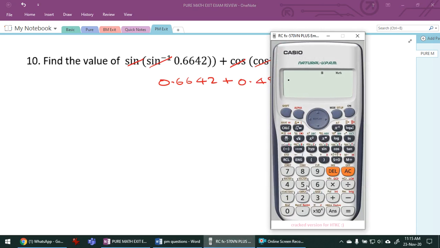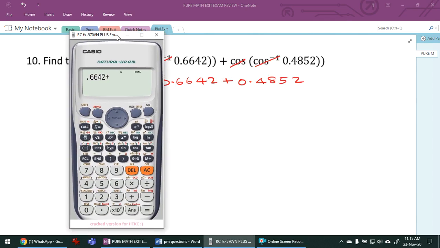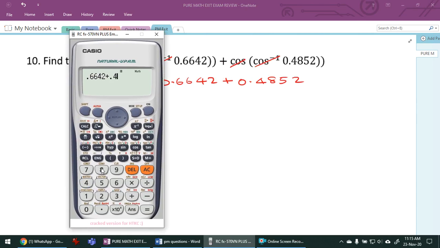So you just have to add the numbers using a calculator. 0.6642 plus 0.4852. So the answer is 1.1494.